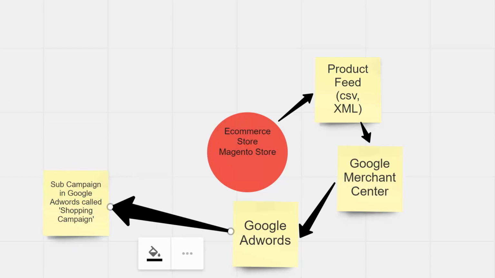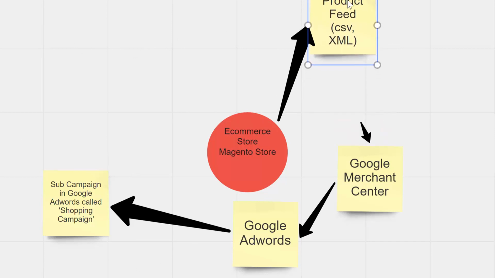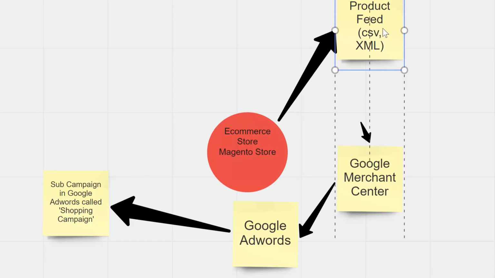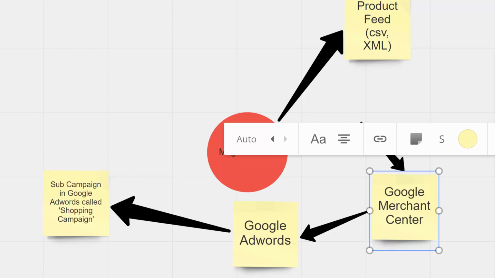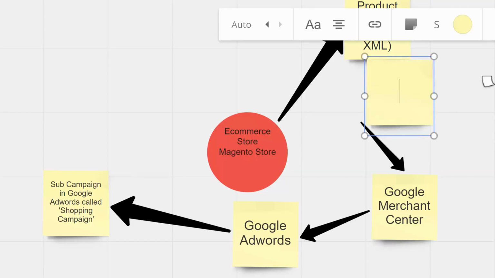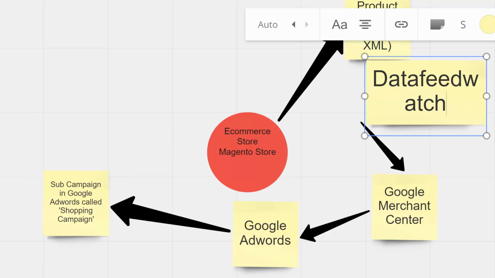Now, just to explain how we set it up at Smarty Business. Between the product feed and the Merchant Center, we actually use a feed manager called Data Feed Watch. And there's a few different ones of these. I think things like Channel Advisor and people like that do these kind of things as well.